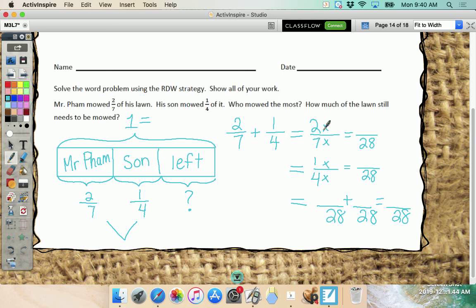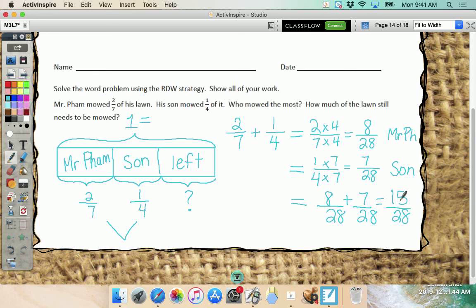Eileen, what did you take 2 sevens times? Okay, so that gives you 8 28ths. Okay. And Fernanda, what did you take 1/4 times? 7. So 7 28ths. Okay, so this is Mr. Pham, as in phone, and this is his son. So who mowed more? Mr. Pham mowed more, didn't he? Yeah, by 1/28. So not much.